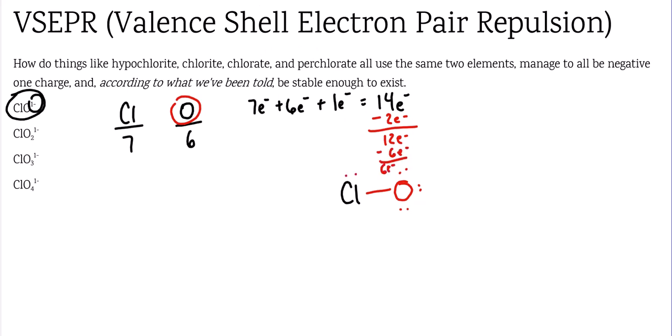I'm going to go ahead and put the leftovers in lone pairs around the central atom. And so now we've used up all 6, and again, chlorine is probably pretty content because it's got 2, 4, 6, and 8 electrons.